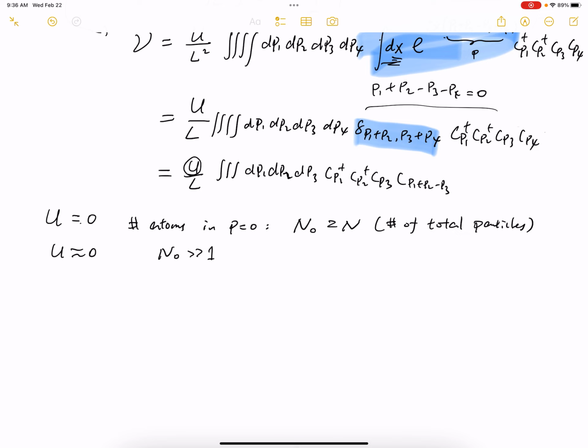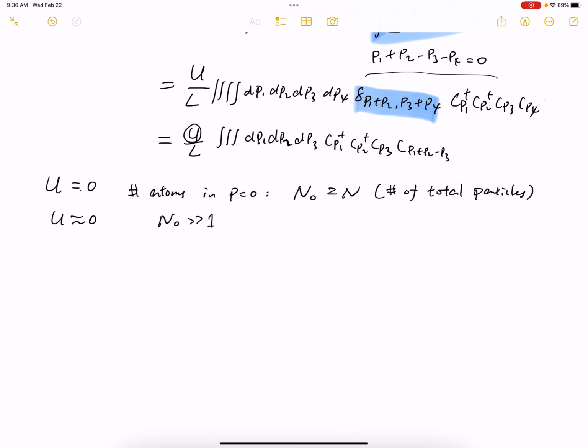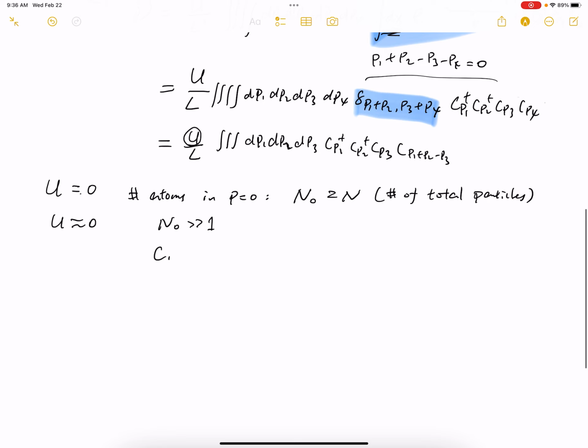Okay, so with this approximation, there are a couple of mathematical equations we can write. The first thing is if you look at the annihilation operator for p equals 0, so this is actually Cp with p equals 0. Cp is the annihilation operator for momentum p, right? So we remove a particle with momentum p. So if you look at C0, then it acts on the ground state.